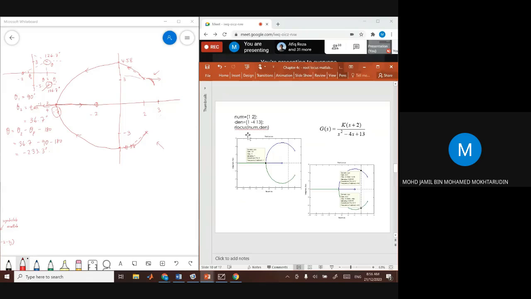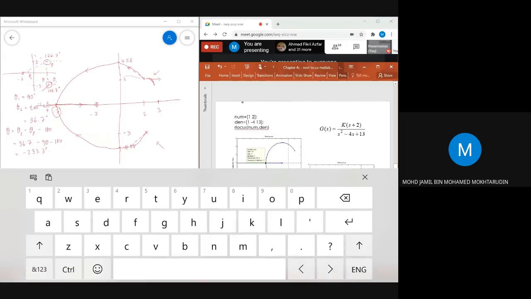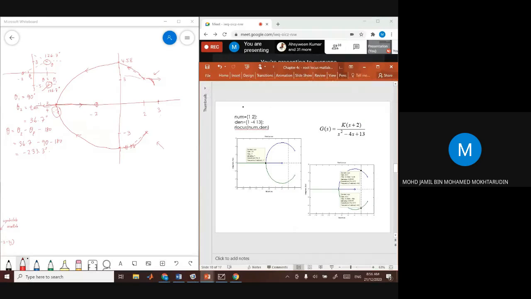Okay, so if you use MATLAB, you need to use this code, and you will get something similar to the answer. Okay, so your locus will start from the poles, and then one of the branches will go to the 0, minus 2 here, and the other will go to infinity.